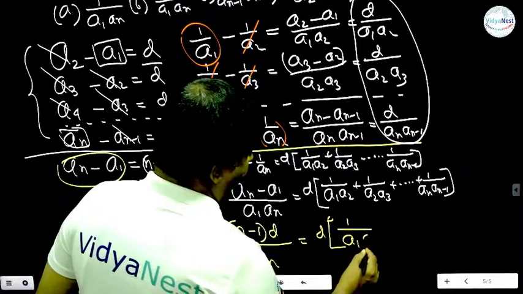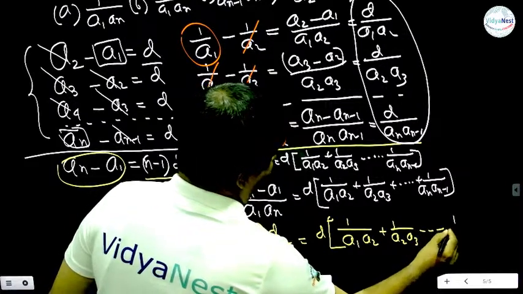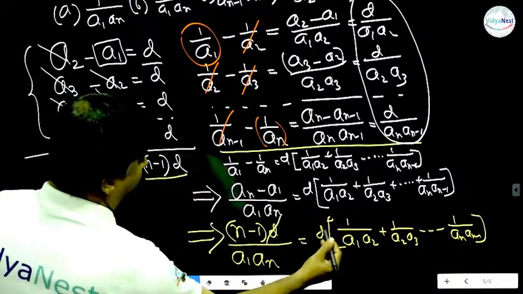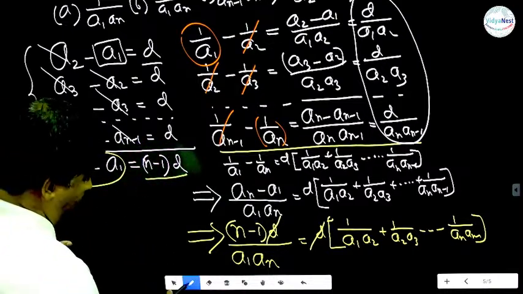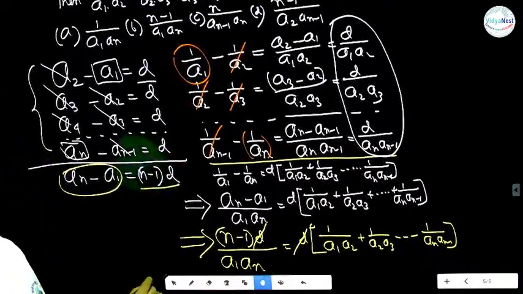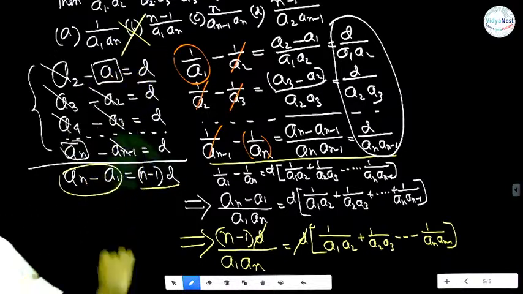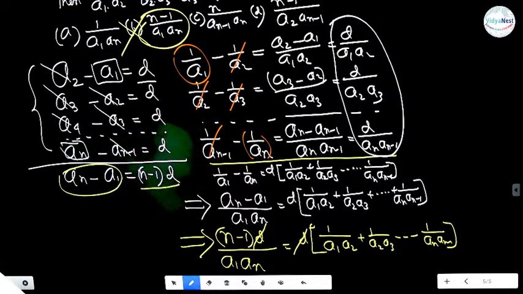One by A1 A2, A2 A3 up to N minus 1. From both sides D will get cancelled, and that will make the termination of the sum. And let us see with which option does it match. It is matching with option B. Option B is the correct answer. Hope you understood. Yes, sir.